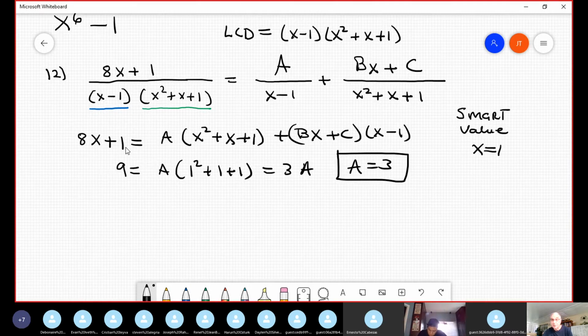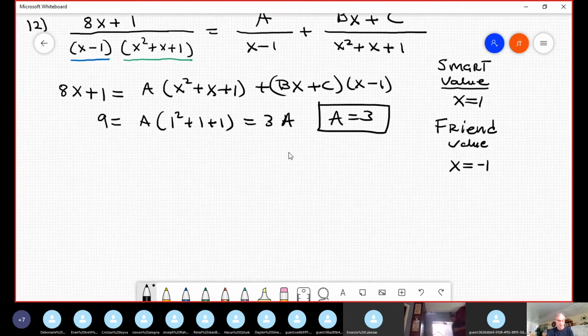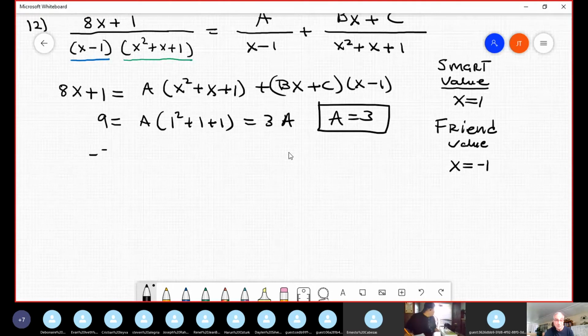And do we have more smart values or no? No more smart values, just free values. Free value, I select -1 and +2. Another student might select different values. It doesn't matter, the answer doesn't change independent of the value that you select. Okay, -1. When you plug in -1 here, it is -8, and -8 plus 1 is -7.